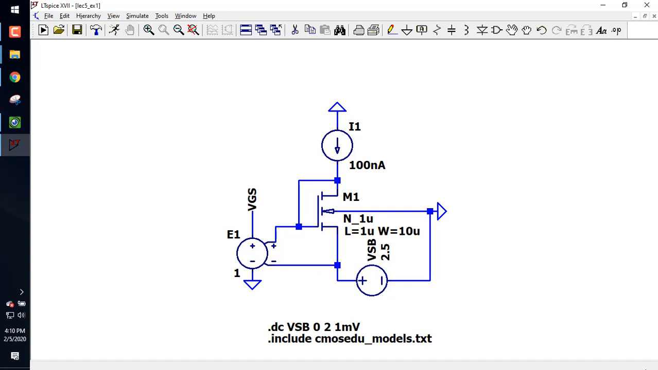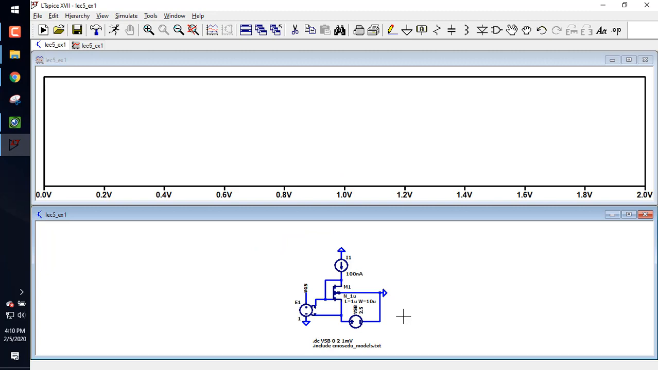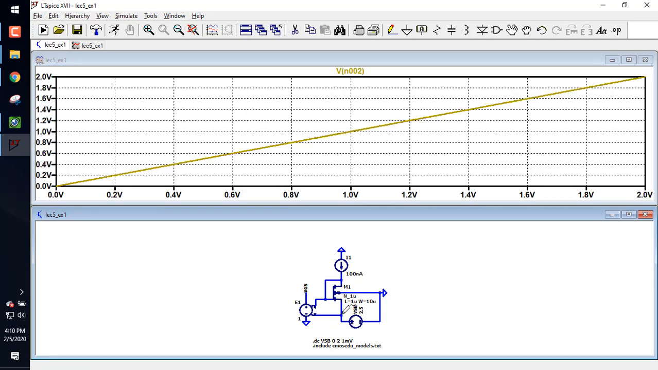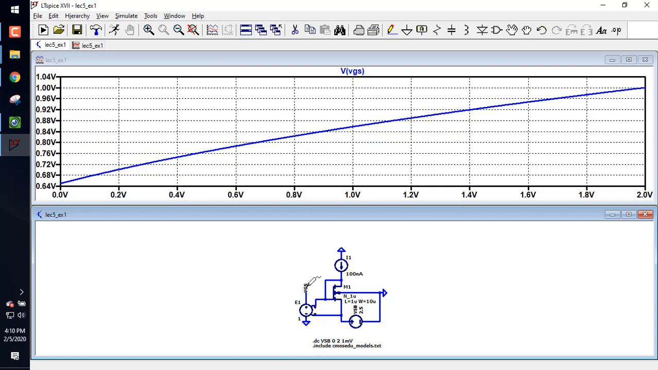Are we ready to run? Run. Let's make sure we plot this voltage and it should be a line. Looking good, just VSB against itself. And then here I'm going to plot VGS. There it is. And let's make it so that it looks more like the figure.